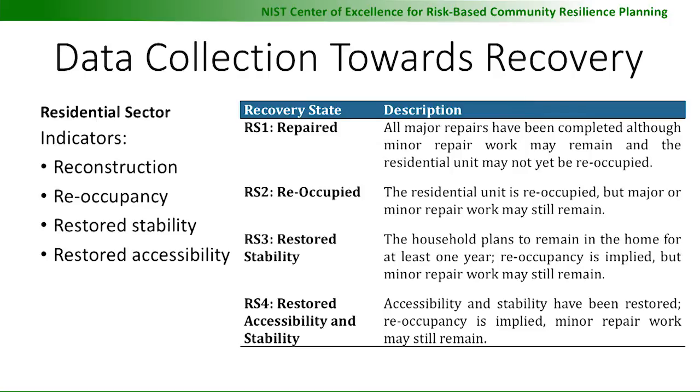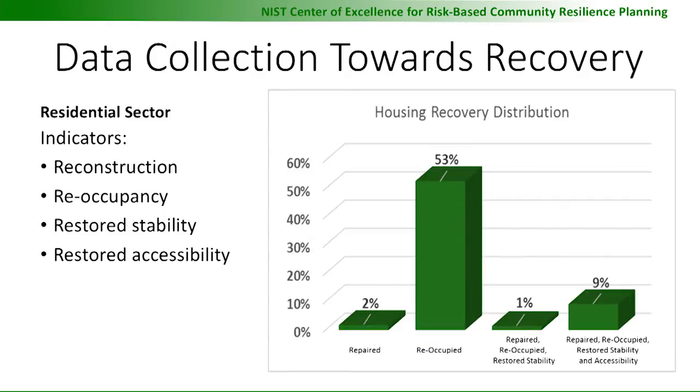We developed 4 housing recovery states that were built off of these indicators, and if we take a preliminary look at the distribution across these recovery states, we see that 2% of our housing samples had been repaired but not yet reoccupied or anything else. 53% had been reoccupied but not yet repaired or anything else. 1% had been repaired, reoccupied, and indicated restored stability, and 9% indicated all 4, so that additionally accessibility. If you're wondering why these don't sum to 100%, I'll show you that in a few slides, but first let's look at business indicators.